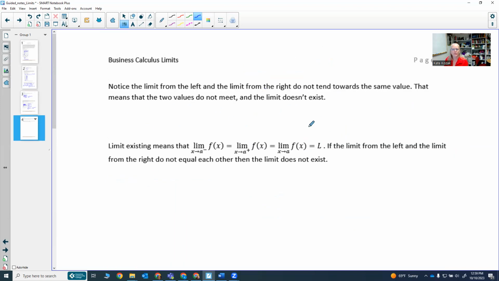That means that the limit does not exist. A limit existing means that the limit from the left as x goes to a of f of x equals the limit from the right as x goes to a of f of x equals the limit as x goes to a of f of x equals some number called L. If the limit from the left and the limit from the right do not equal each other, then the limit does not exist.